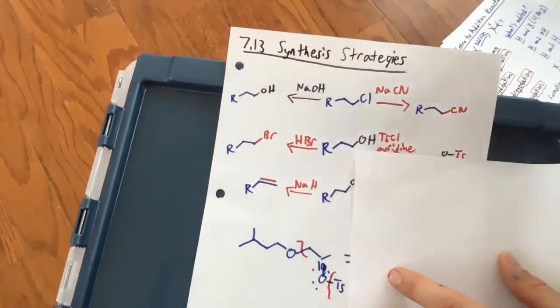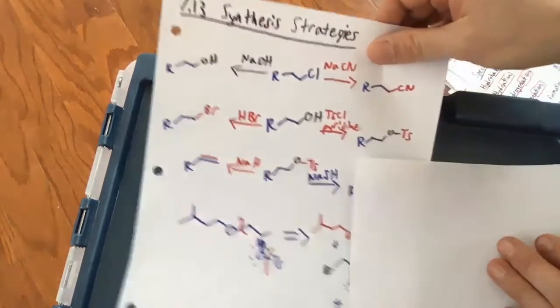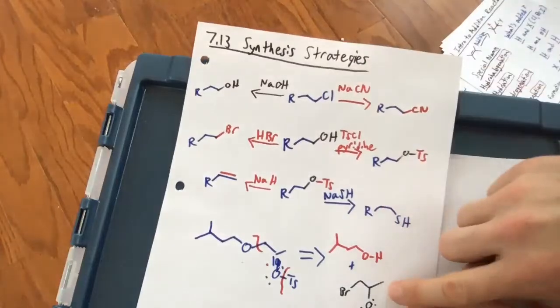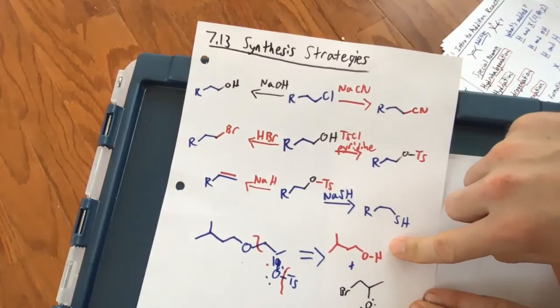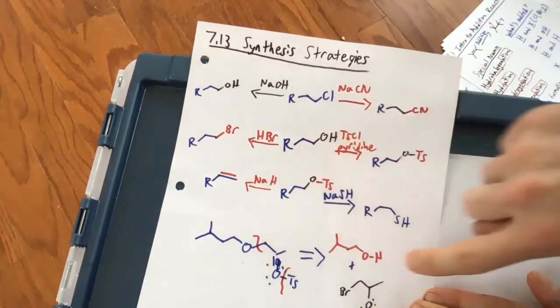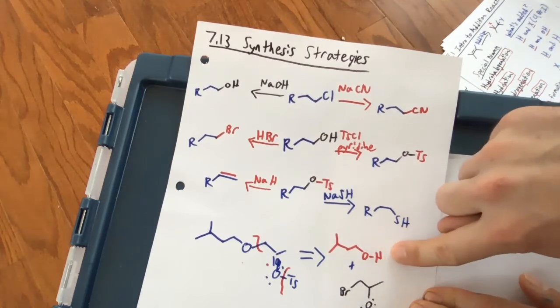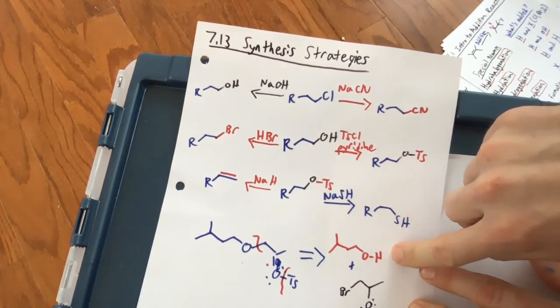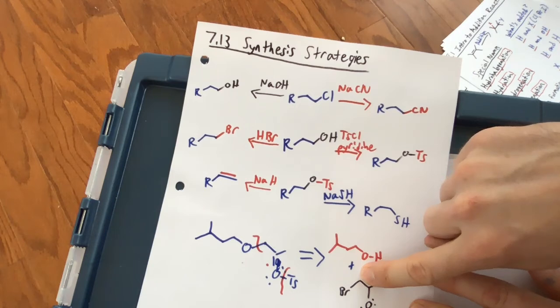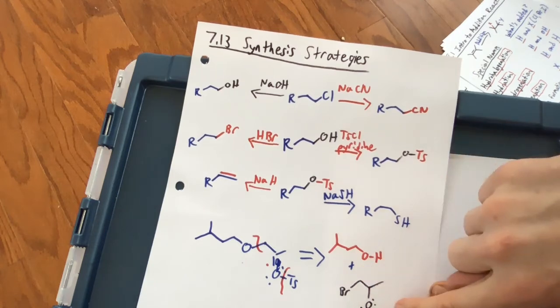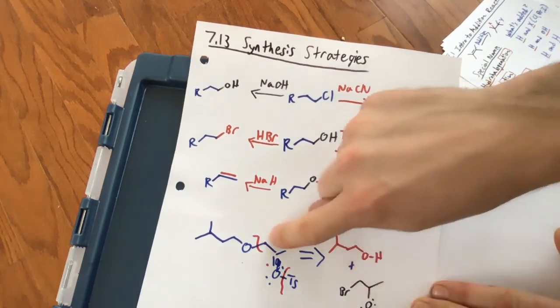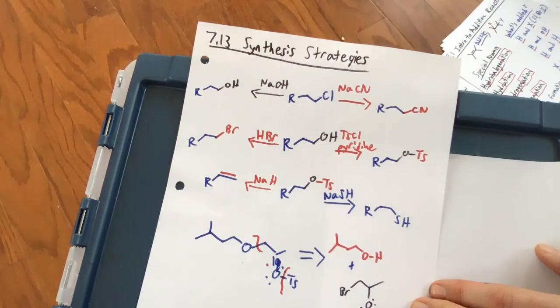So using these types of strategies, we can identify which parts of other molecules came together to make this larger one. For instance, you can see here, if you deprotonate this alcohol to make a better nucleophile, you could perform an SN2 reaction on this bromide. And you could also tosylate this alcohol to get this reaction here.